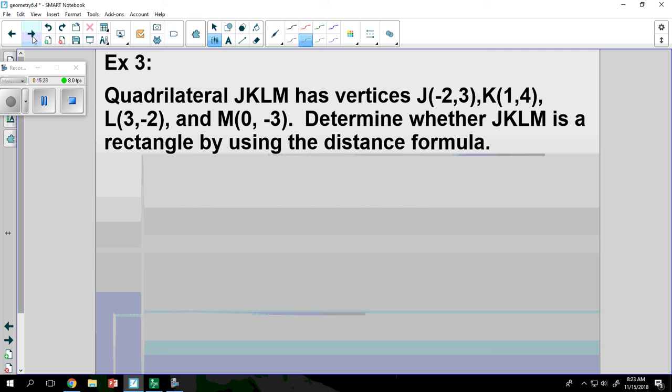Final example is going to be one of the coordinate style proofs that we've been doing lately. So I'd recommend at this point that you go ahead and pause the video, take some time to write this down, and then unpause it when we're ready to start working it out.